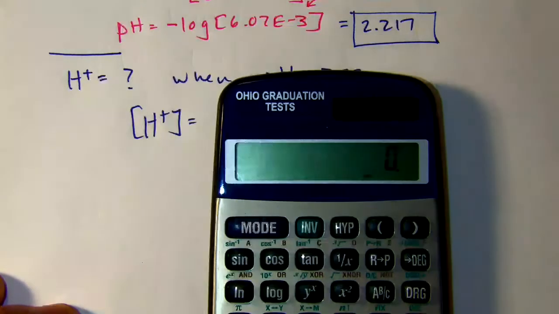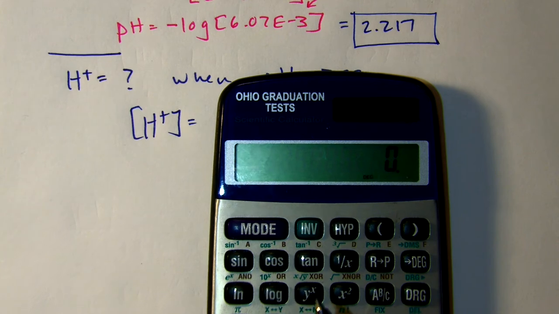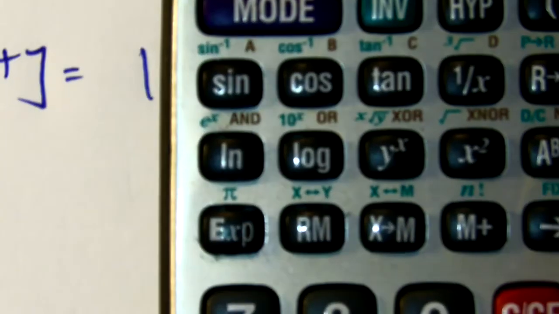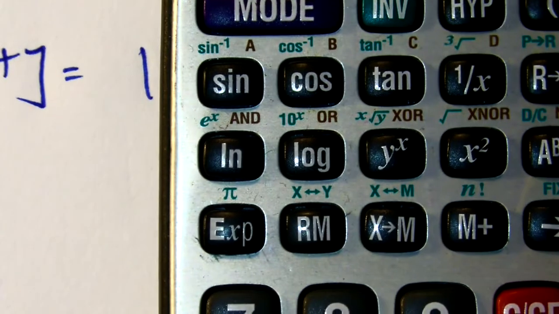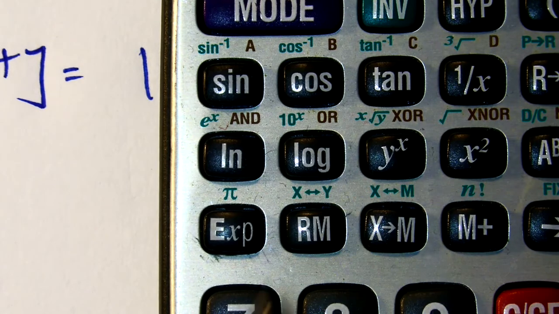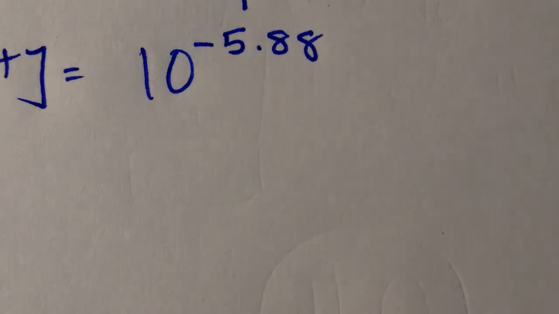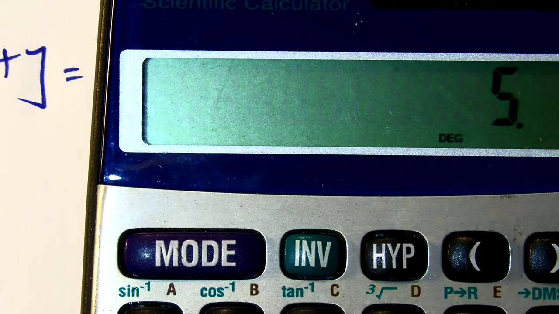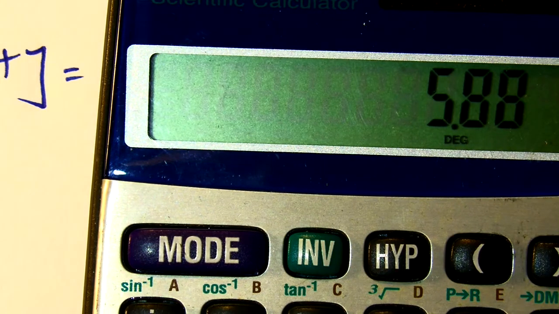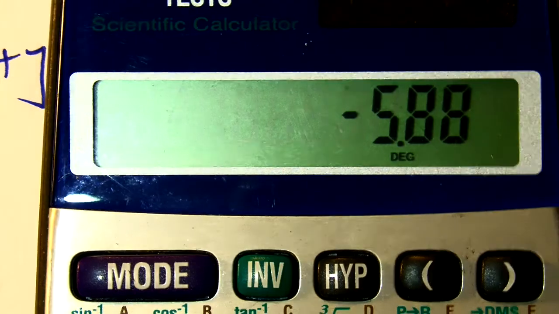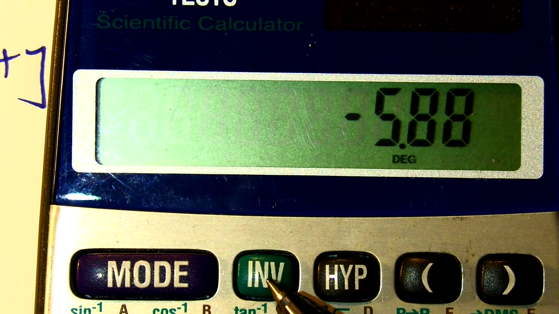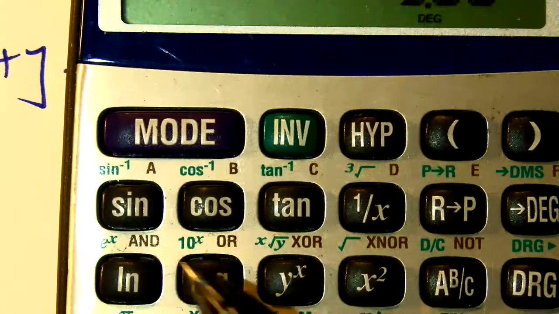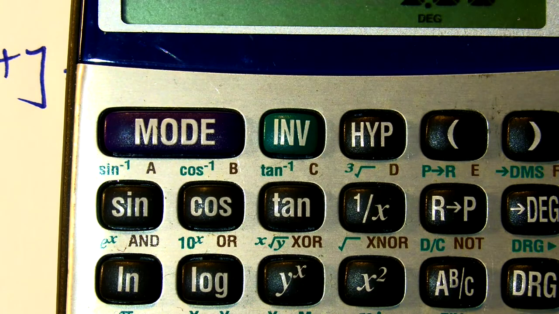Clear. 10 to the caret, that button right there. I don't know if we have to put that number in here first. I think we do. So what did we say the pH was? 5.88. Change the sign, that's negative. Cool. Invert, because I want that. So it's green. Invert.